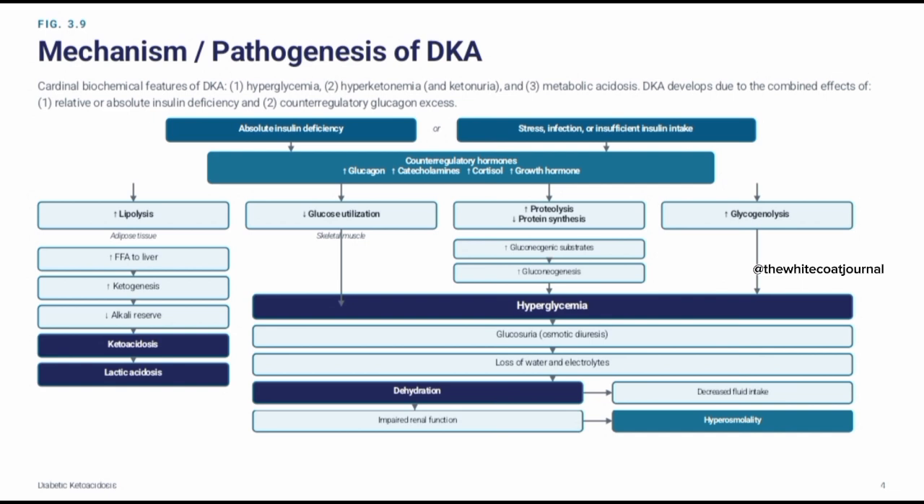So the liver increases glycogenolysis, which is breakdown of stored glycogen, and gluconeogenesis, which is production of new glucose. Okay, there is breakdown of the stored glycogen as well as production of new glucose. So therefore, two things happen simultaneously. Glucose utilization decreases and glucose production increases. This results in severe hyperglycemia.